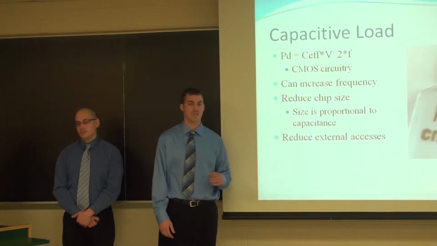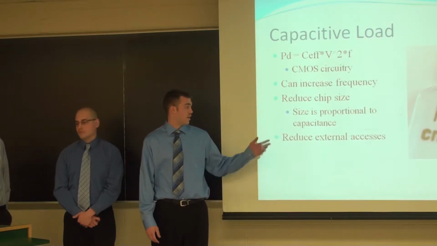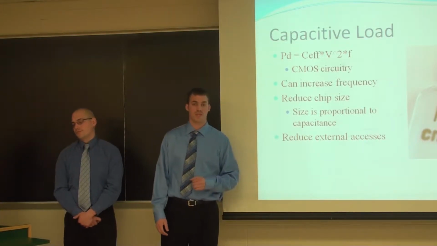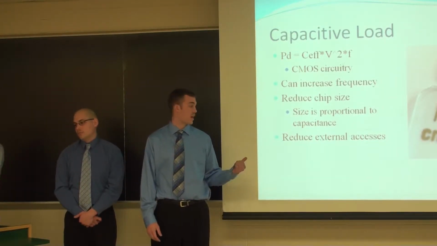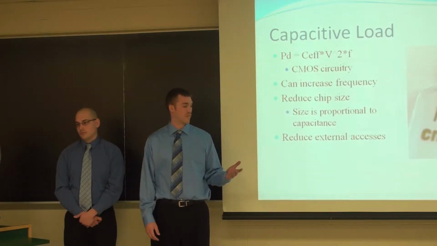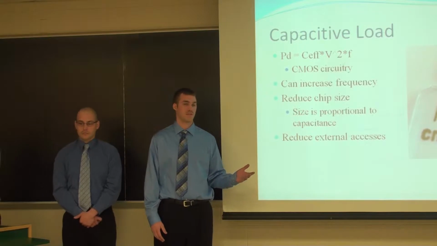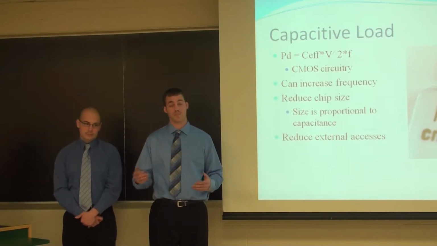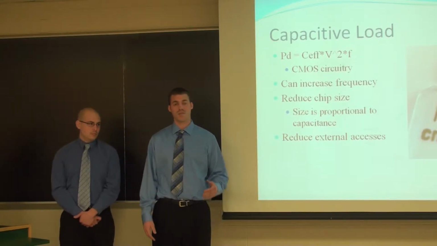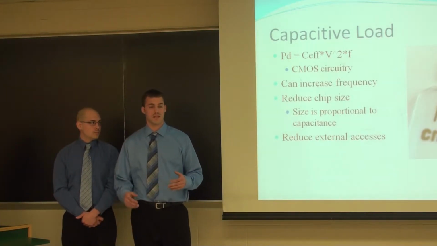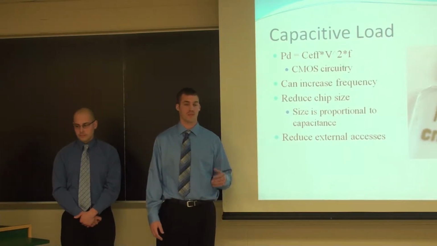capacitance is to reduce the chip size. We know that because capacitance is proportional to area. And we can also reduce external accesses. They are much more capacitive than on-chip memory devices. So if possible, use on-chip memory devices rather than off-chip. In our project, we actually have an example of when this could be a problem. One of our accelerometers is consuming much more current than we originally thought because it is like a giant capacitor.